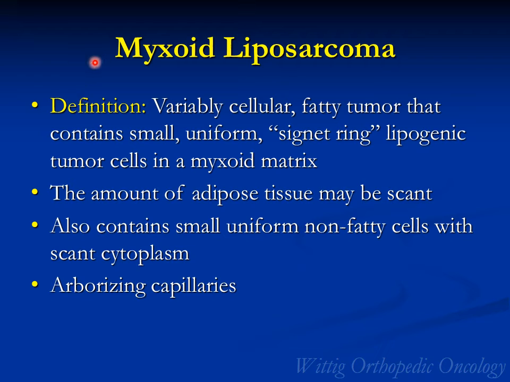Okay, myxoid liposarcoma is the next entity we will speak about, and this is a variably cellular fatty tumor that contains small, uniform, signet ring lipogenic tumor cells in a myxoid matrix. The amount of adipose tissue may be scant. It also contains small, uniform, non-fatty cells with scant cytoplasm and arborizing capillaries.